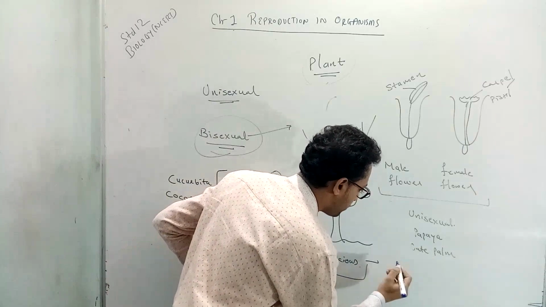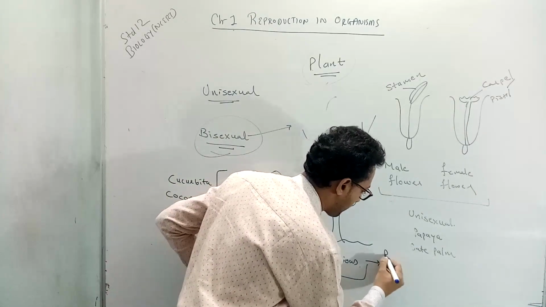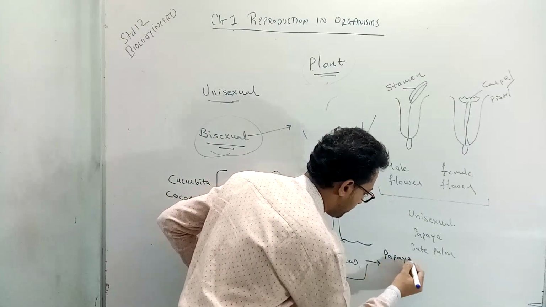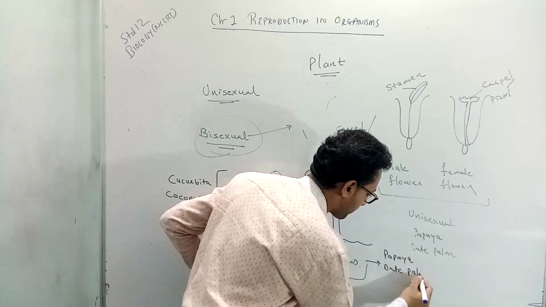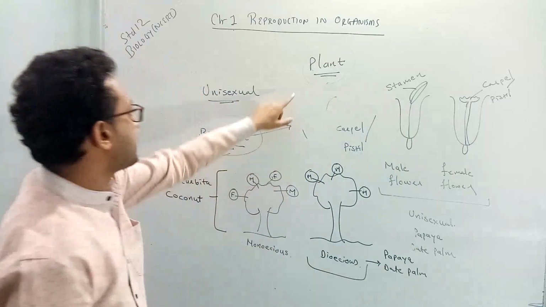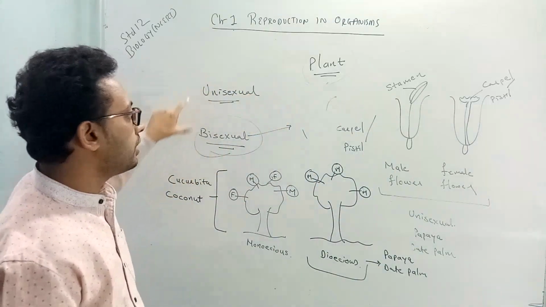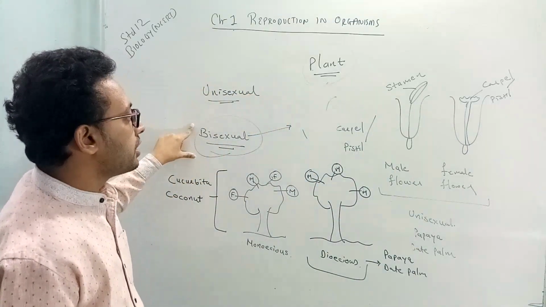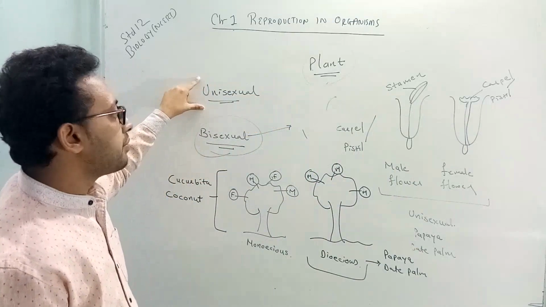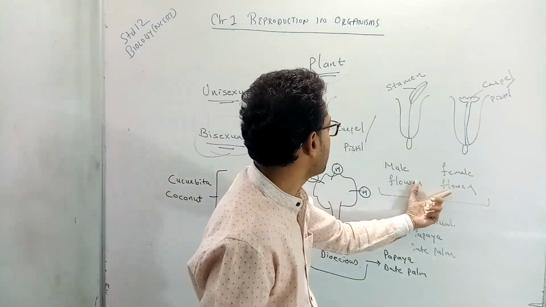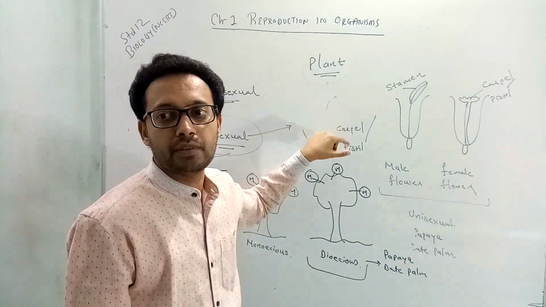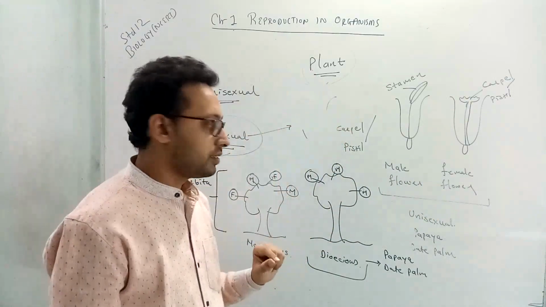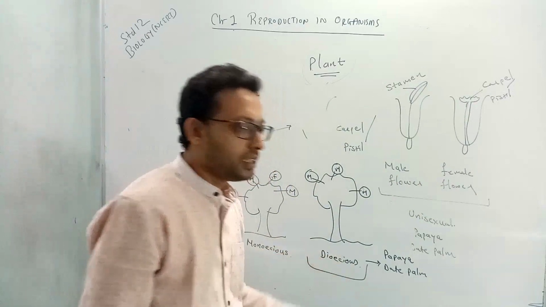And which are the examples of dioecious plants? The examples of dioecious plants are papaya and date palm tree. So the sexuality in plants is clear, unisexual and bisexual. These are the unisexual, and this is a bisexual. Bisexual means it possesses both carpel and stamen in the same flower. And this is monoecious and dioecious.